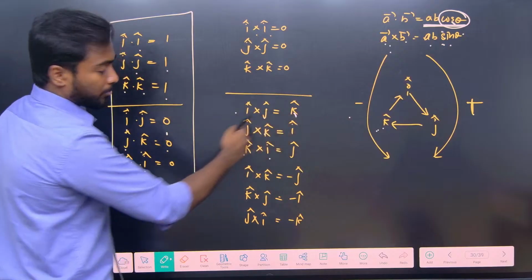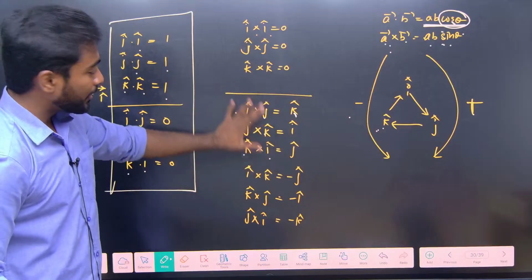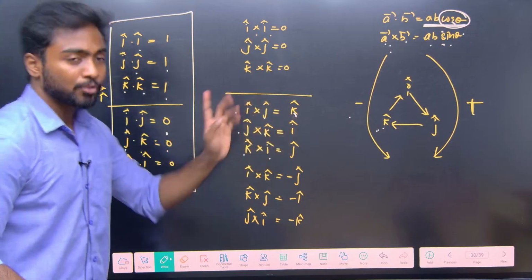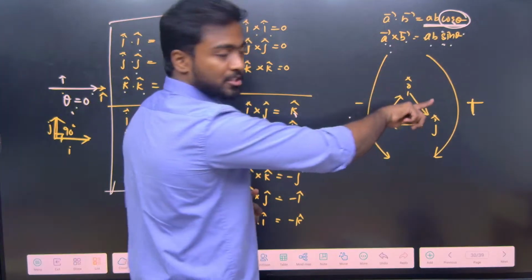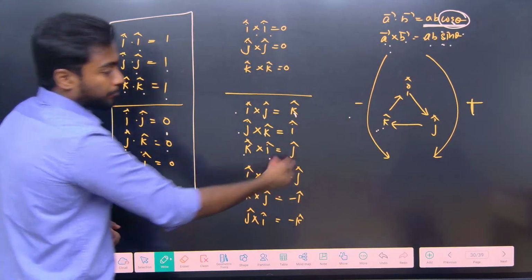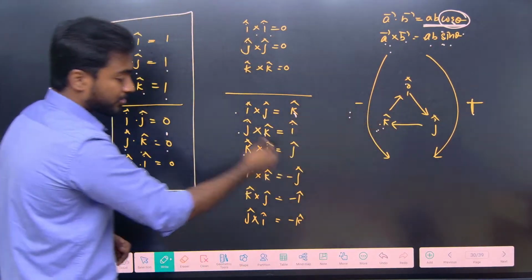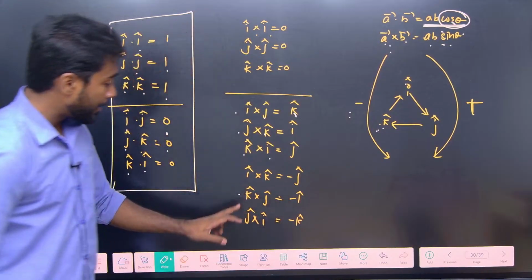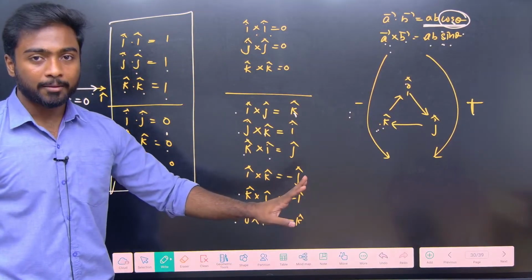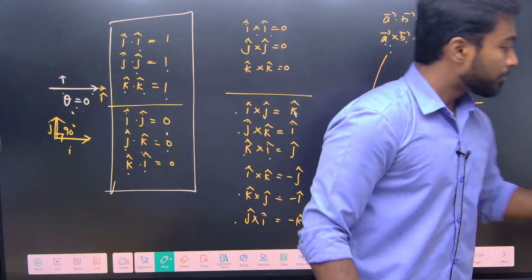Have you noticed that only the three things i, j, k will be there, with no repetition? But when I am coming in the opposite direction, i cross k, the next one will be j, but what j? It is minus j. So k cross j will be equal to minus i, and j cross i will be equal to minus k. So this is what we have seen.